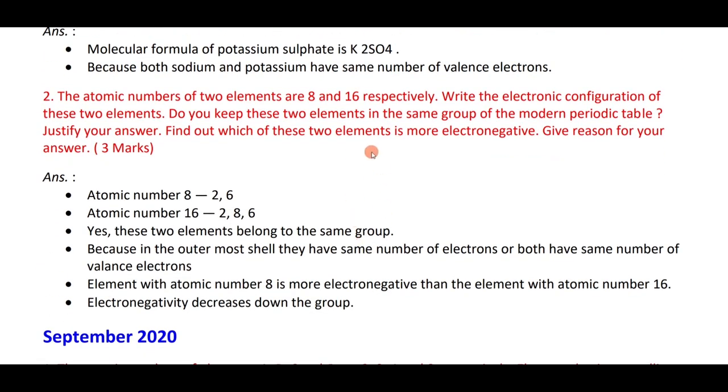The atomic numbers of two elements are 8 and 16. Write the electronic configuration of these two elements: 2, 6 and 2, 8, 6. Do you keep these two elements in the same group in the modern periodic table? Yes, these two elements are kept in the same group because they have the same number of valence electrons, that is, the outermost shell has the same number of electrons. Hence, these two elements are kept in the same group. The element with atomic number 8 is more electronegative than the element with atomic number 16 because electronegativity decreases down the group.